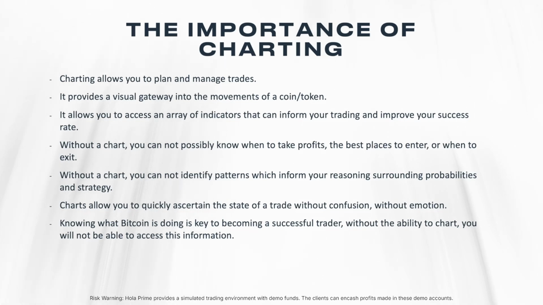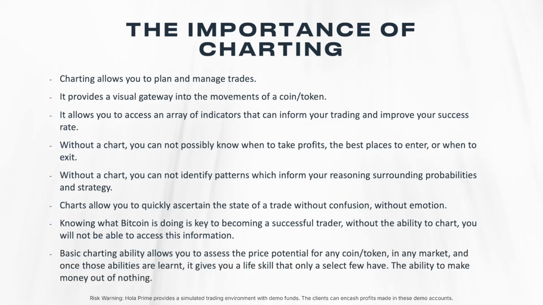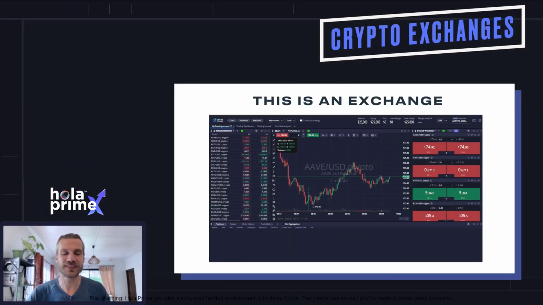Knowing what Bitcoin is doing is also key to becoming a successful trader, but without the ability to chart, you will not be able to access this information. Basic charting ability allows you to assess the price potential for any coin or token in any market, and once those abilities are learnt, it gives you a life skill that only a select few have: the ability to make money out of nothing.